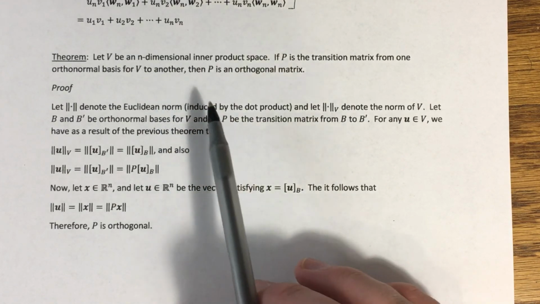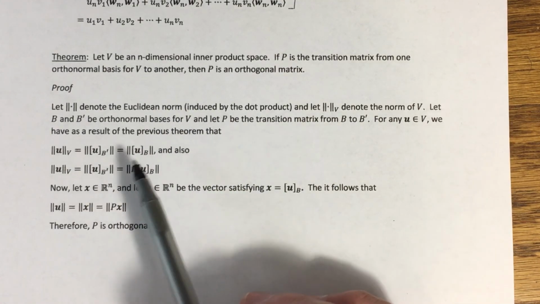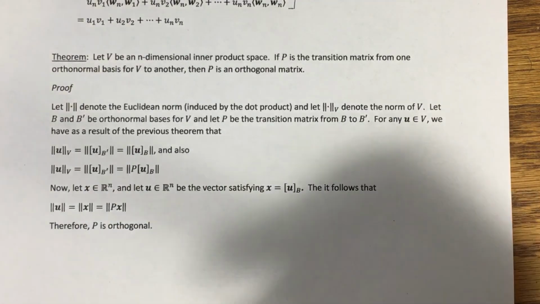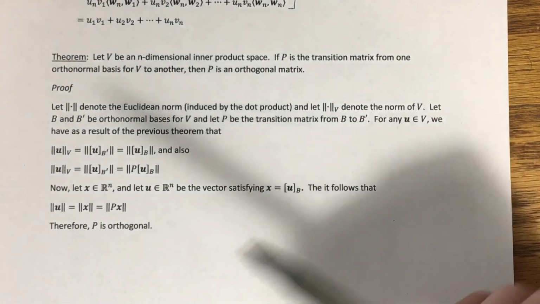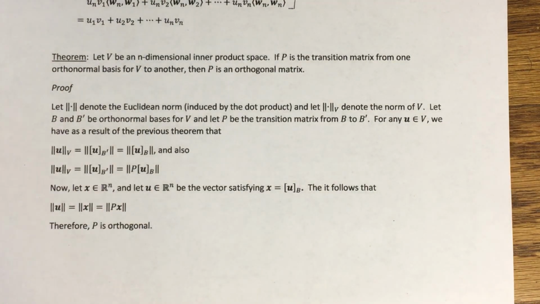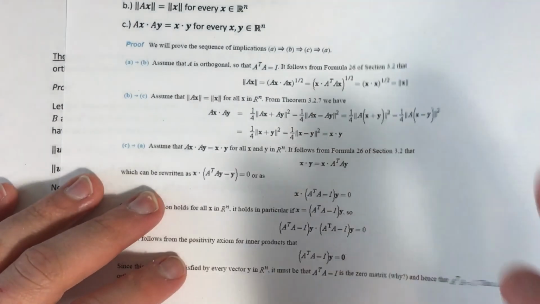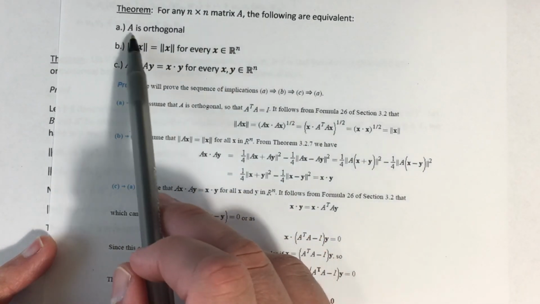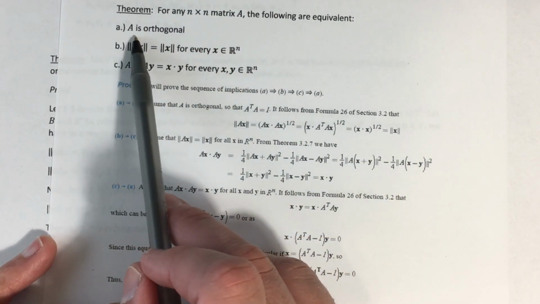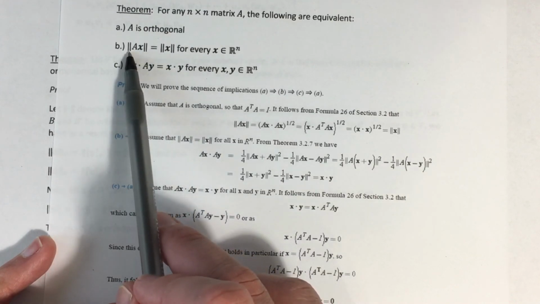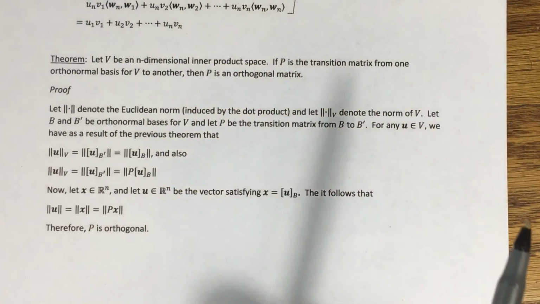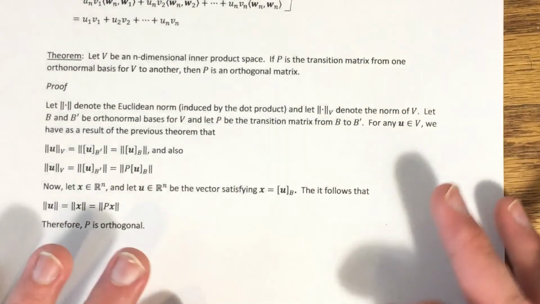Okay, so we're going to use a couple of things in this proof for this theorem. One is the theorem that I mentioned earlier, where there's some equivalences that are important. I'll pull that up again. We're going to use these two equivalences here, A and B, that A is an orthogonal matrix if and only if this statement is true. I'm also going to use this previous theorem right here.